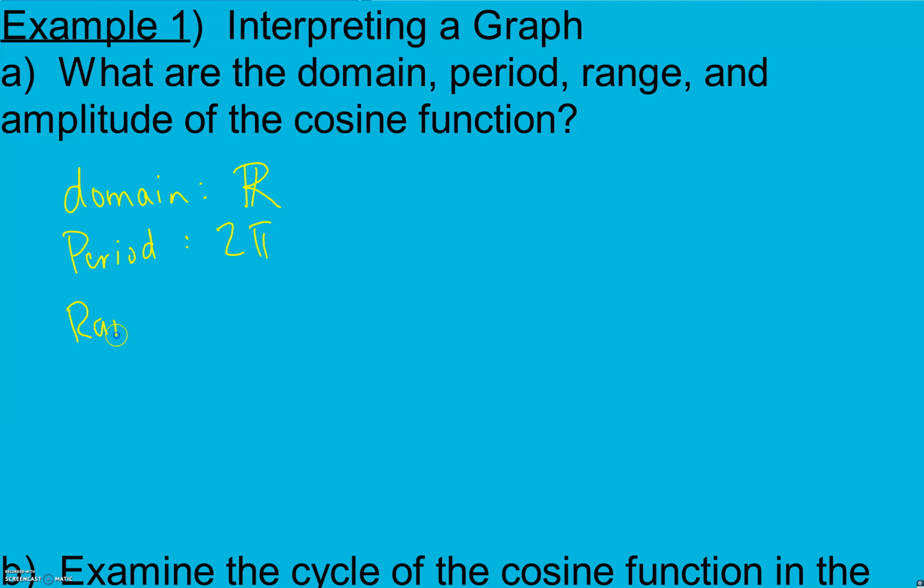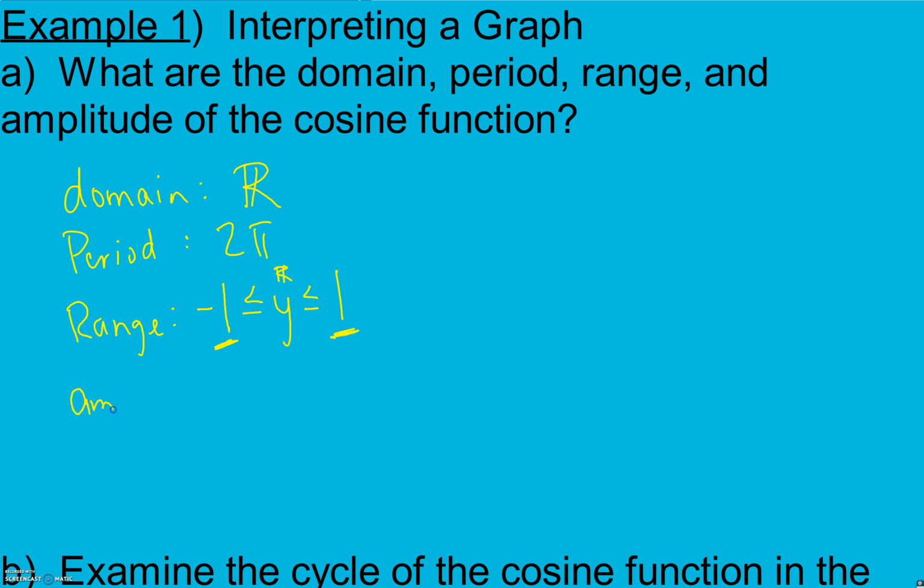The range is our y values, how high it goes. So its lowest value is -1, and its highest value is 1. So it's always in between -1 and 1. Lowest value, minimum, highest value, maximum, and everything in between. You also could have done all real numbers in between, instead of a y.